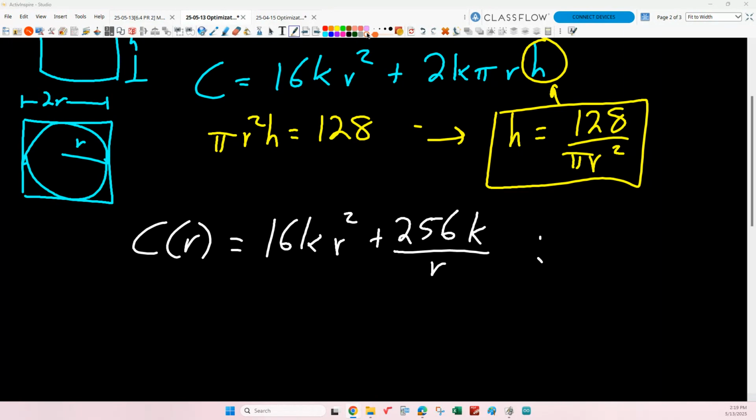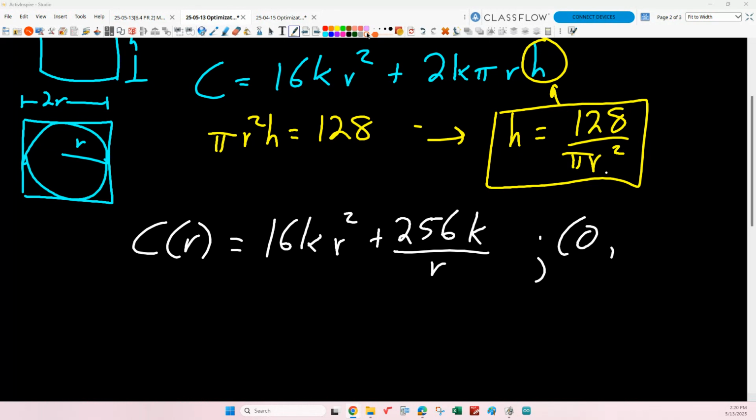Okay, what would my domain be? Real quick, what's my domain? What's the bottom of my domain? Okay, 0 but not inclusive, right? How come I can't include 0? Then you wouldn't have anything. Yeah, because look, that would make the height infinite, right?